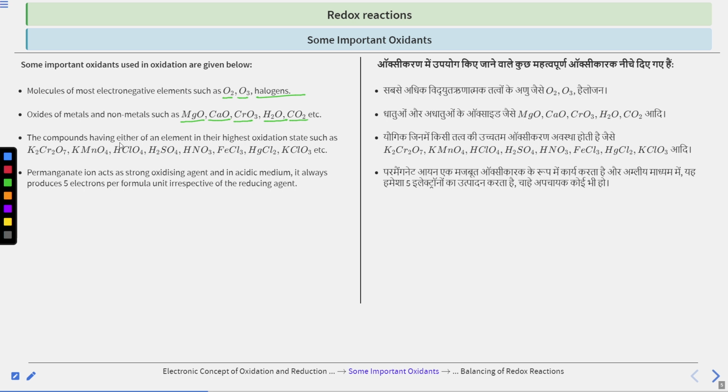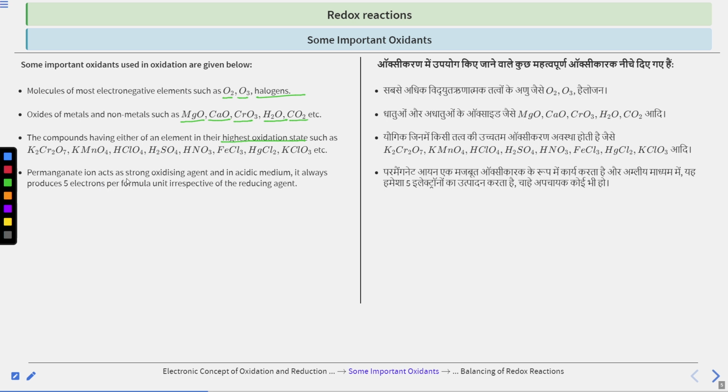The compounds having an element in its highest oxidation state, such as K2Cr2O7, KMnO4, HClO4, H2SO4, HNO3, FeCl3, HgCl2, or KClO3, etc. These are compounds in which an element is in its highest oxidation state, so they also act as oxidants.